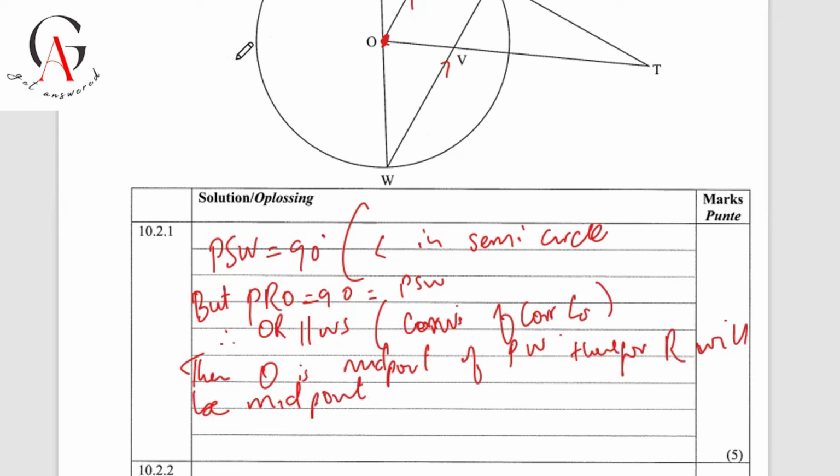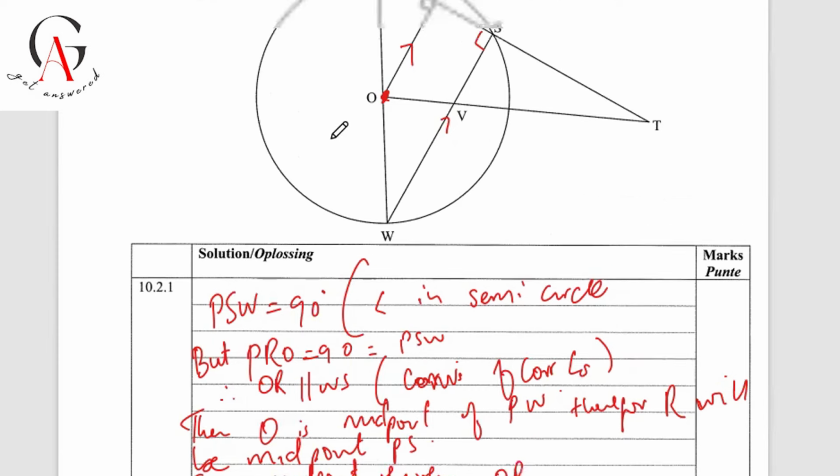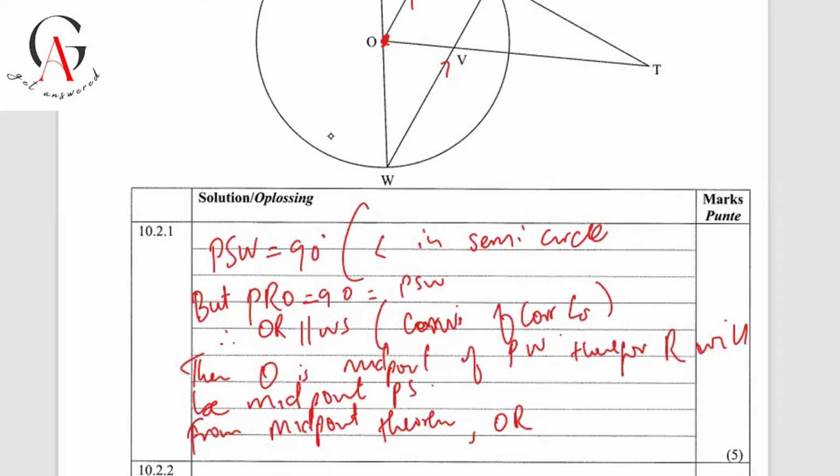R is going to be the midpoint of which line? Of PS. Of PS. That is from the midpoint theorem, or from the proportionality theorem. Then we're saying that from the midpoint theorem, we know that OR must be a half.